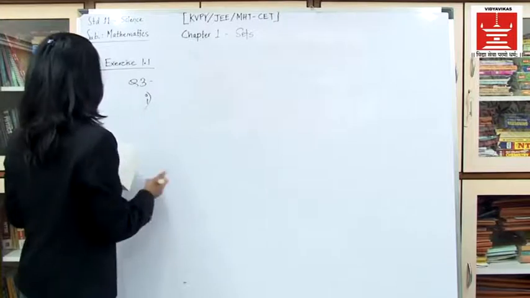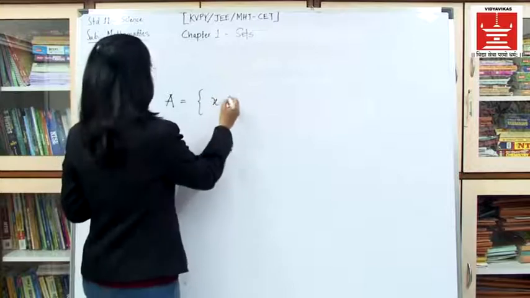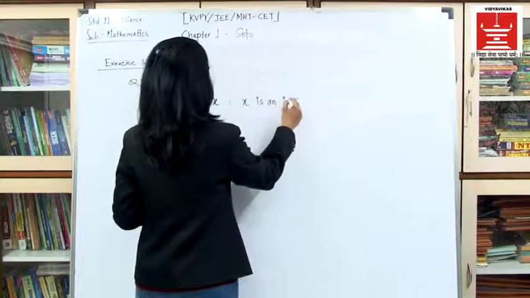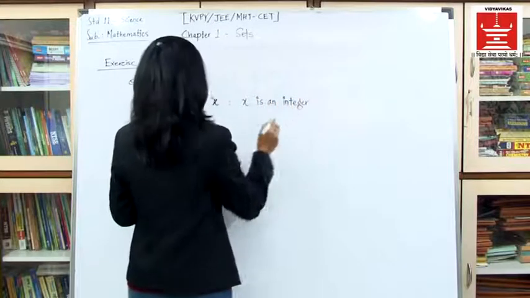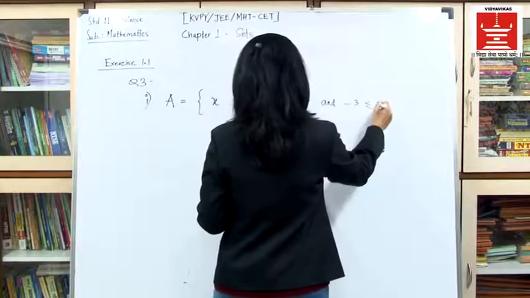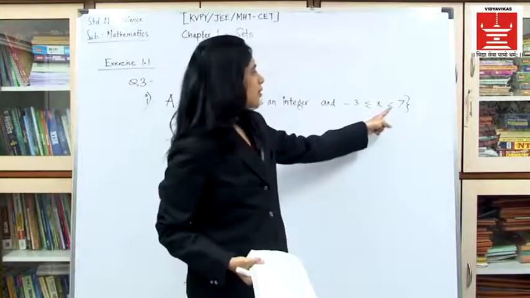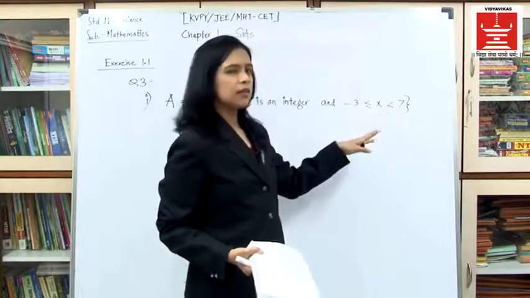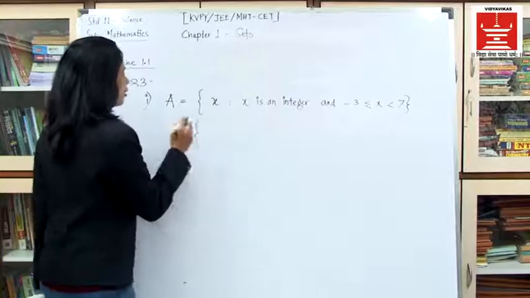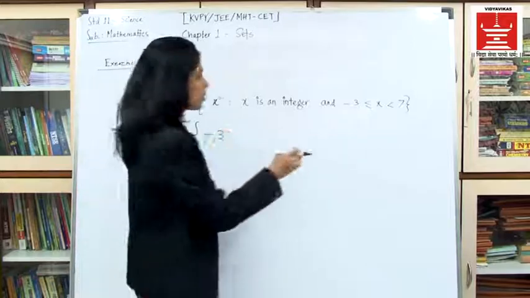The first question says a set A consists of all x such that x is an integer and minus 3 is less than or equal to x, less than 7. So this is the strict inequality and this is a lenient one, minus 3 is less than or equal to x. So this should be the collection of all integers. Minus 3 is allowed since there is this equality.